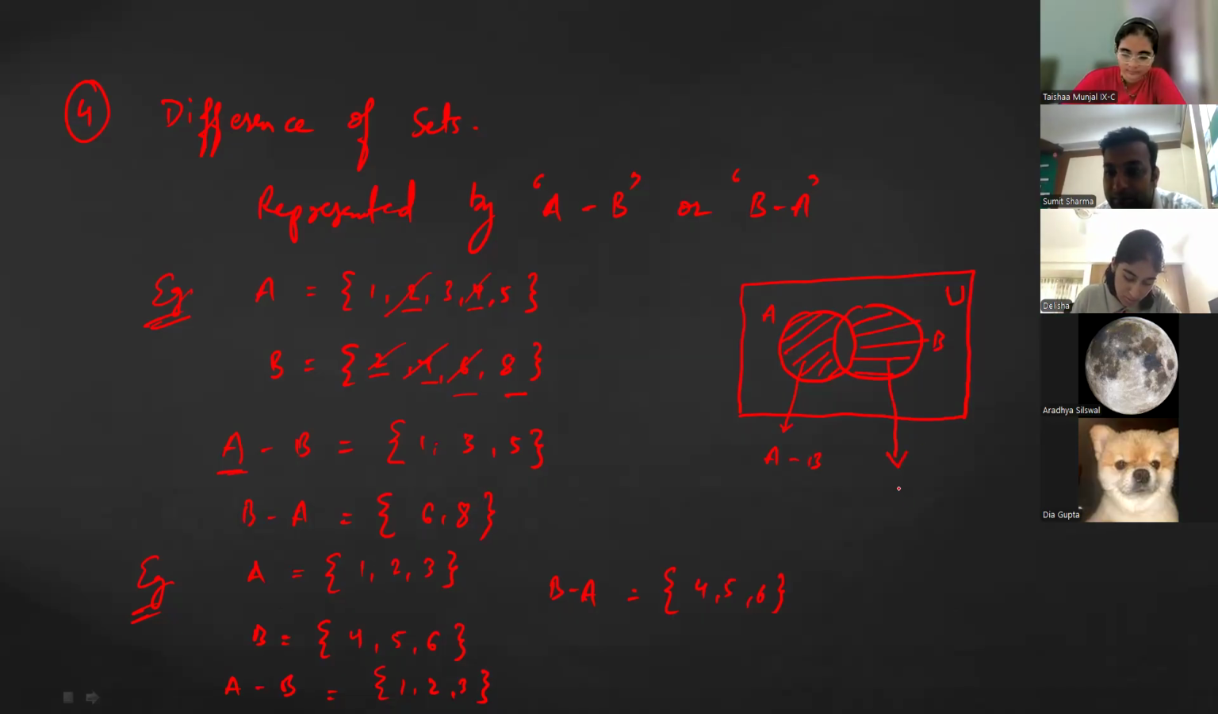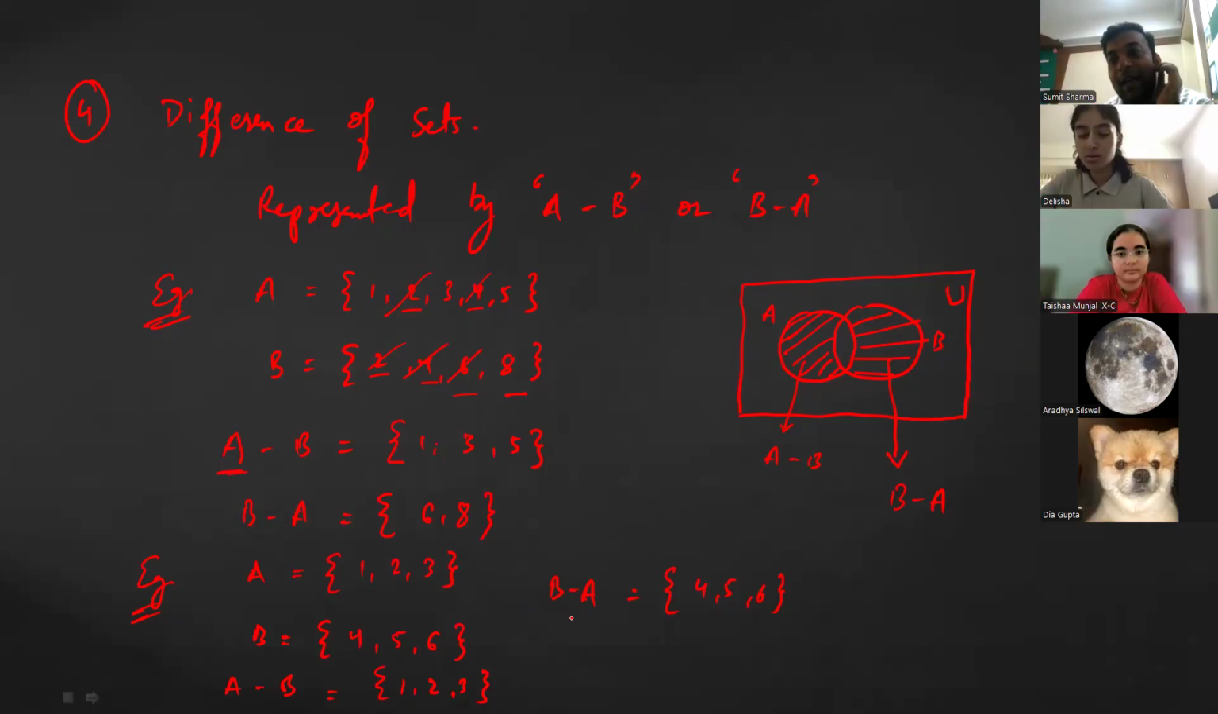Yes, Taisha. Sir, in the second example, what will be B minus A? How will it be 4, 5, 6? I didn't understand that. See, B minus A means you will have to write all the elements of B except the common elements. And if there are no common elements, you will have to write all the elements of B then. Okay, sir, got it.